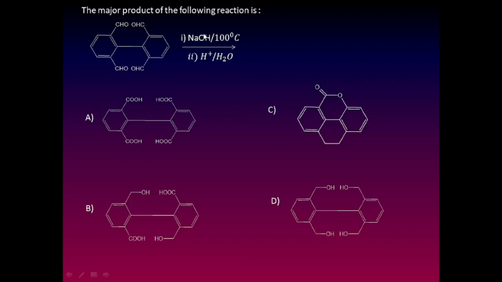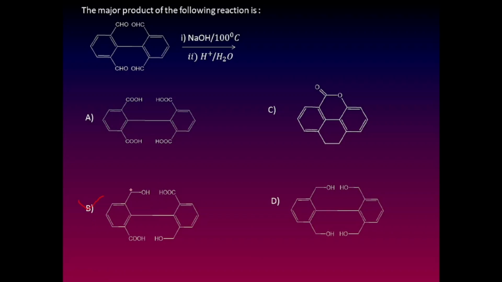So the aldehyde will undergo oxidation and also reduction. For the oxidation of aldehyde, you will get carboxylic acid, and from the reduction of aldehyde, we will get primary alcohol. So you should only find the option in which there is a primary alcohol and a carboxylic acid group. So the right option is option number B.